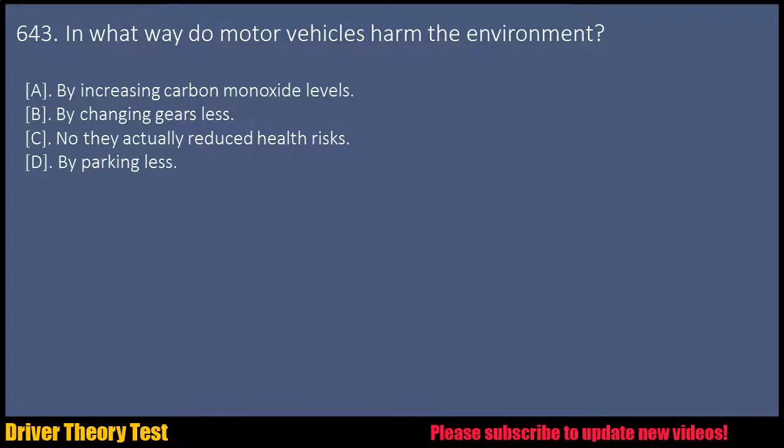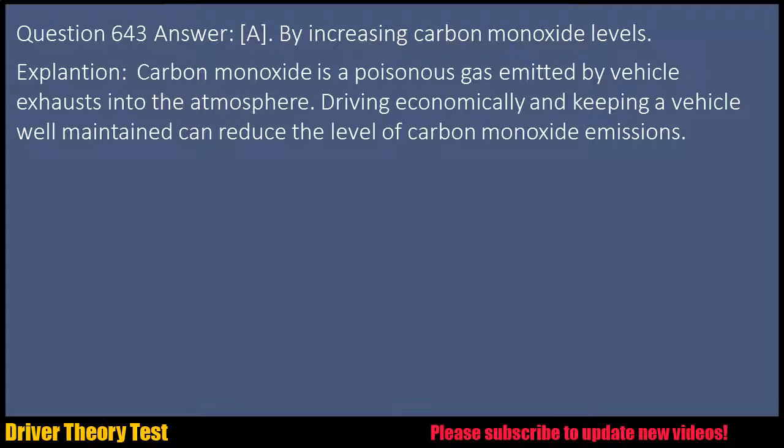Question 643. In what way do motor vehicles harm the environment? A. By increasing carbon monoxide levels. B. By changing gears less. C. No, they actually reduced health risks. D. By parking less. Question 643 Answer, A. By increasing carbon monoxide levels. Explanation: Carbon monoxide is a poisonous gas emitted by vehicle exhausts into the atmosphere. Driving economically and keeping a vehicle well maintained can reduce the level of carbon monoxide emissions.